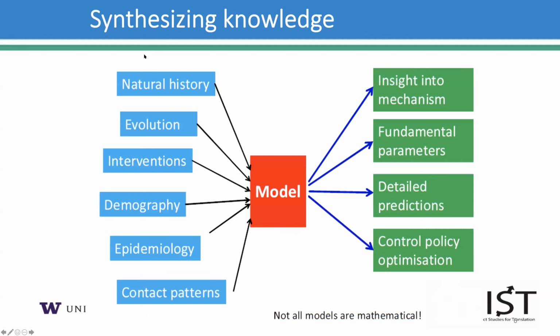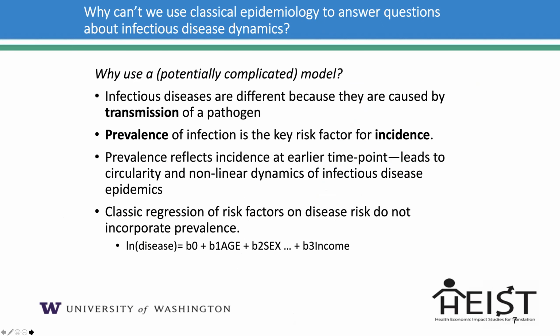They take into account many things that we know about disease, so they help us synthesize knowledge. They can take into account natural history, evolution, interventions, demography, epidemiology, contact patterns. Those all can go into models. And then models can give us insight into mechanism. They can help us understand fundamental parameters. They can provide detailed predictions, and they can also be used for control policy optimization. Not all models are mathematical, but that's what will be our focus today.